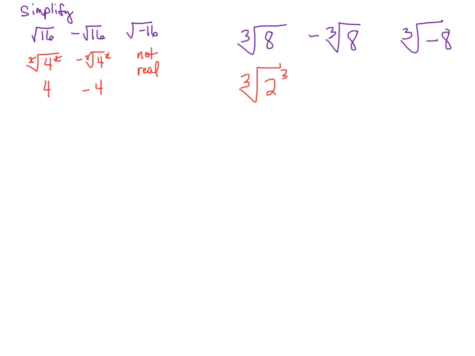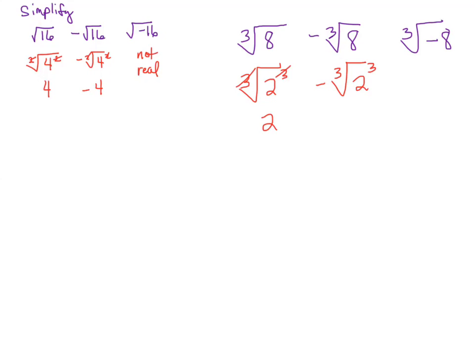So like before, I'll go ahead and write the 8 that's inside the radical, which is called a radicand, as a perfect cube this time. So we have the cube root of 2 cubed. The 3's cancel because cubing something is the inverse of taking a cube root, leaving us with just 2.